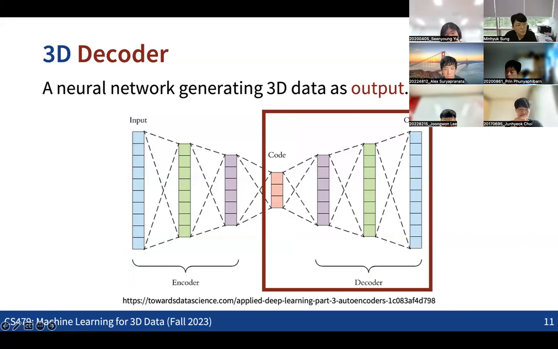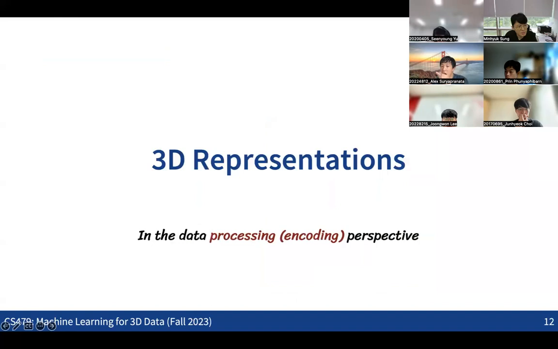Before we start to discuss 3D encoders, we are going to start with some discussions about 3D representations. The question we have here is: how are we going to represent the 3D data? That's the first thing that we are going to discuss in this course, especially from the perspective of the encoders. How are we going to take the 3D data to process it in deep learning pipelines? What would be the best way to represent the 3D data?